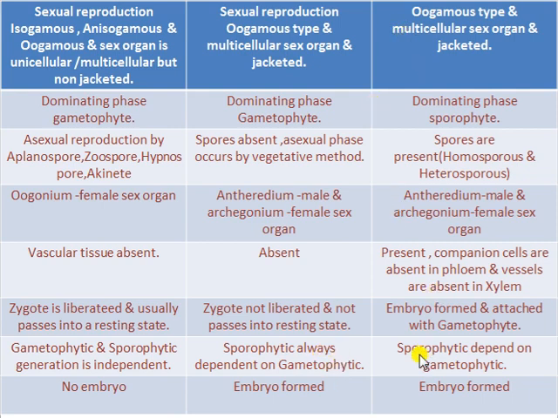Next, in the case of pteridophyte, the sporophytic generation is depending on the gametophyte, because the dominating phase is sporophyte. That's why the sporophyte will be depending on the gametophyte. That means first the gametophyte will come, and then the gametophyte will help to produce the sporophytic generation.